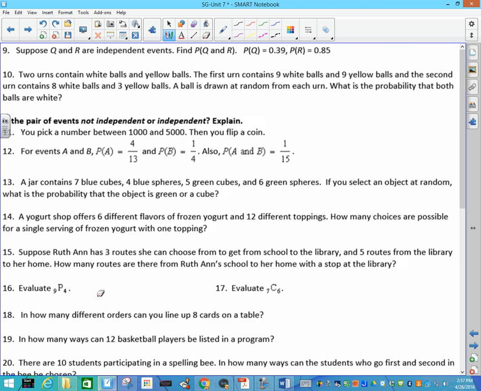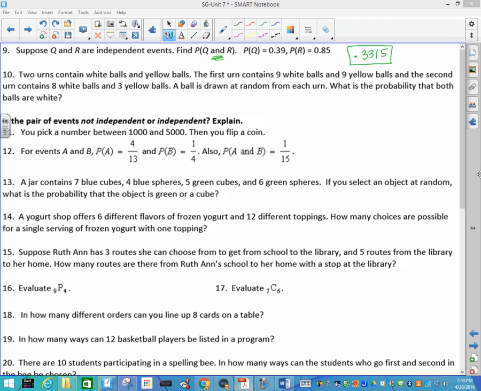Okay, hopefully these will go by faster. Suppose Q and R are independent events. If they're independent events and you want me to find the probability of Q and R, all I do is multiply these two numbers together. So when I multiply them together, I'm going to get 0.3315. And I'm going to leave it like that. I'm not going to take a chance of making a mistake changing it to a percentage.